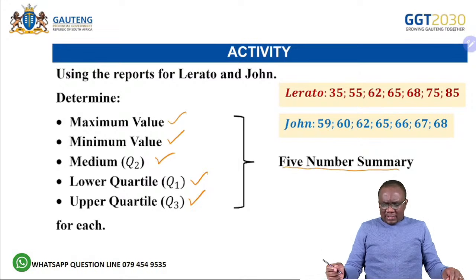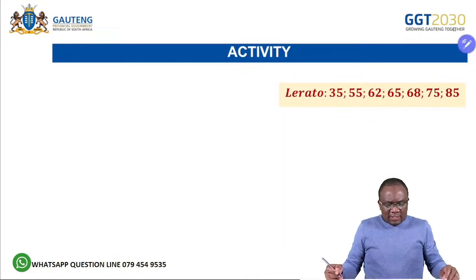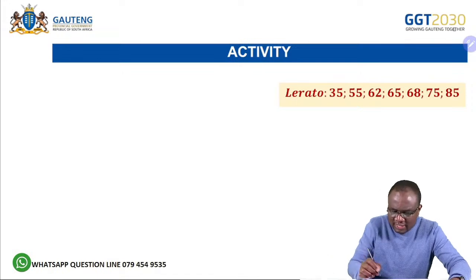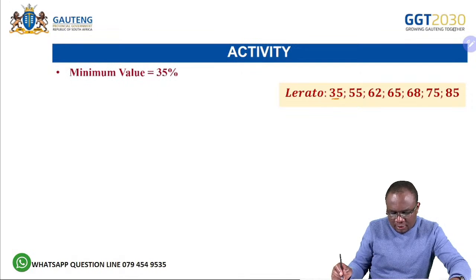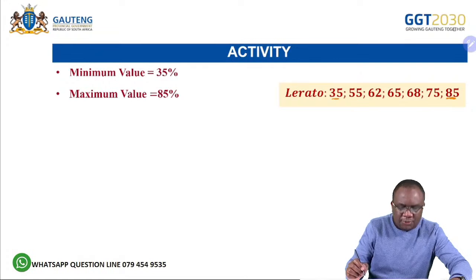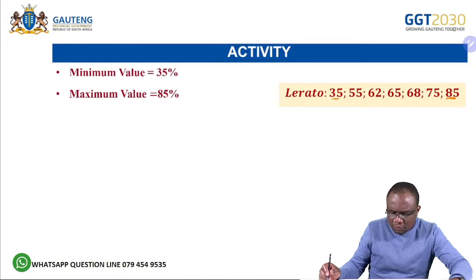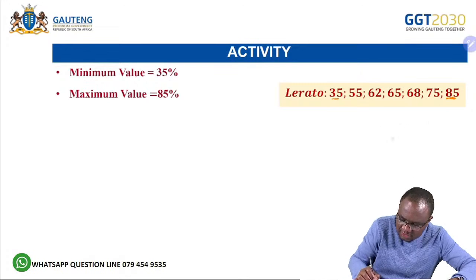Okay, right, now I'm going to do the Lerato part with you, and then you do John. Now Lerato, what is the minimum value here? It is 35. Okay, we write it down. What is the maximum value? It is 85. We write it down. Okay, and then let's find the median. What do we do? The position of the median is going to be median position.